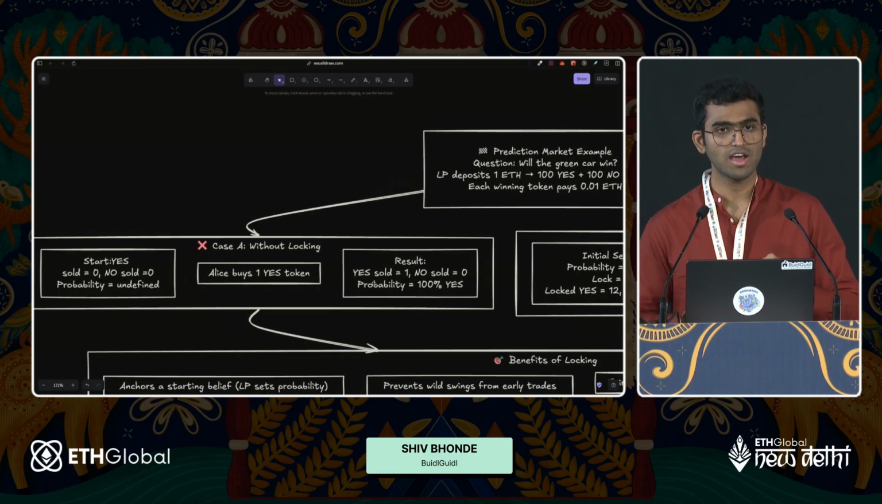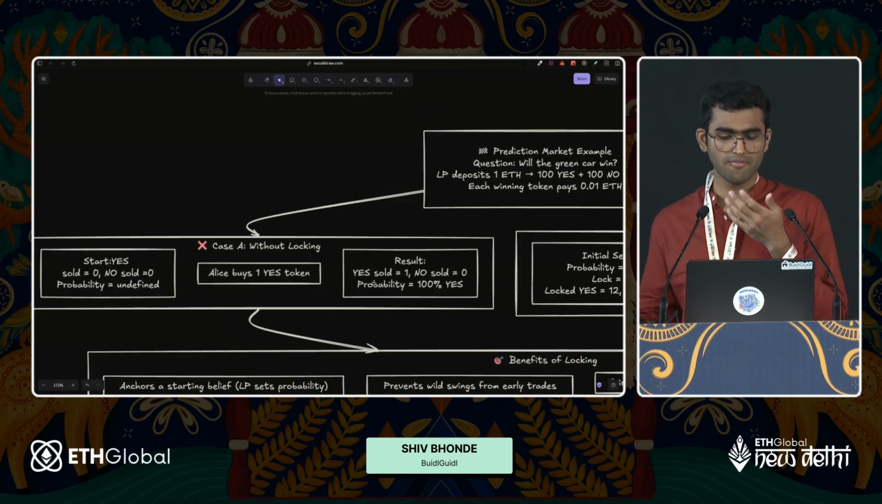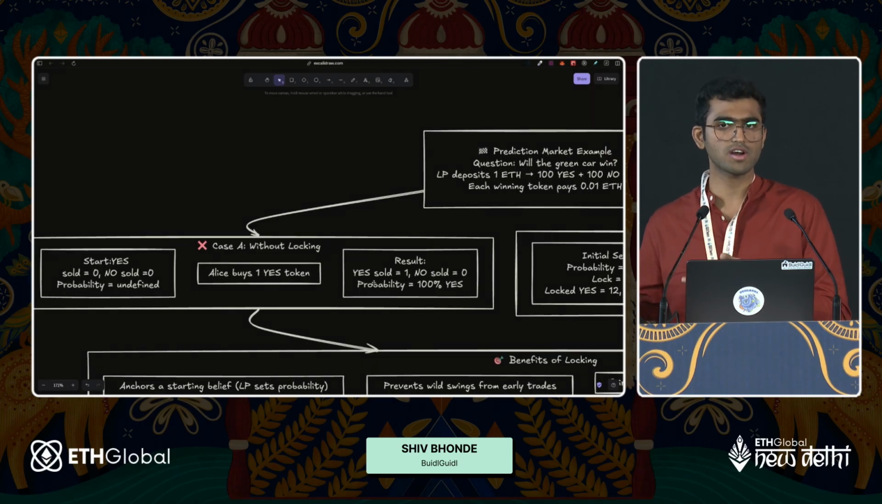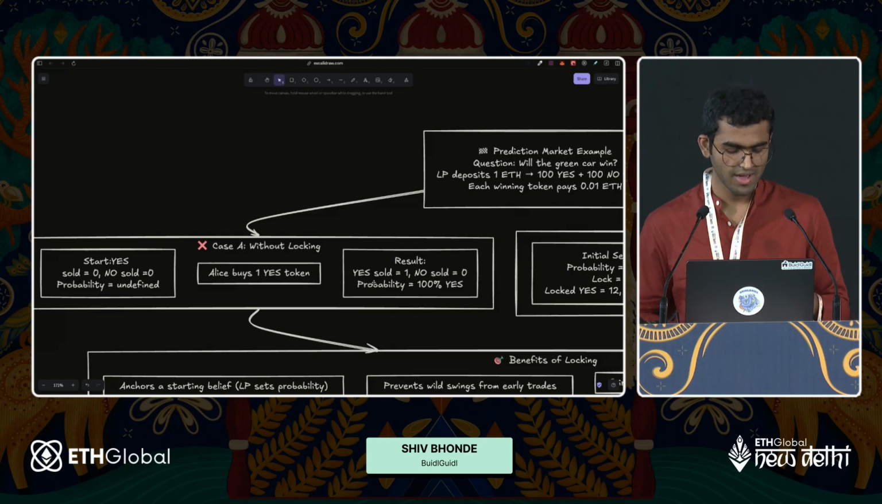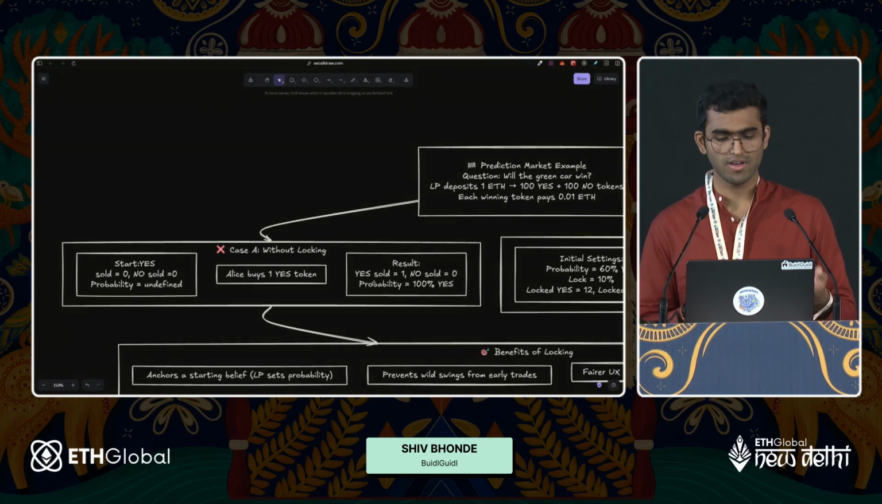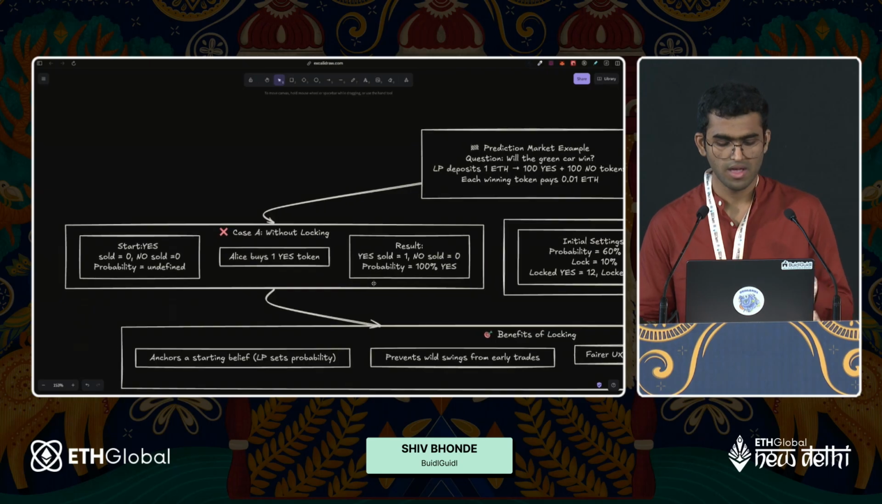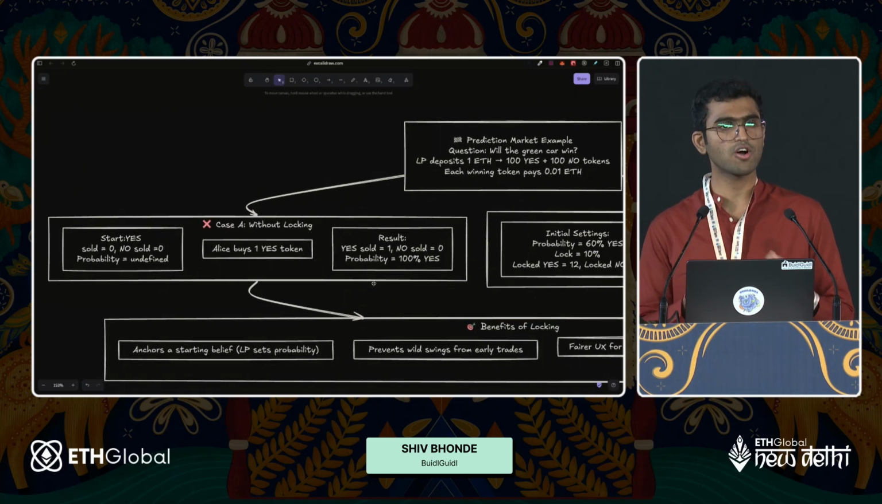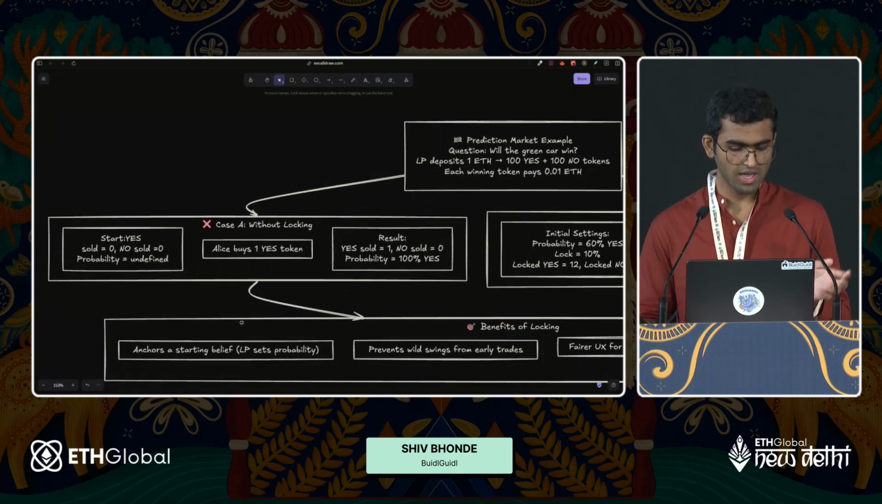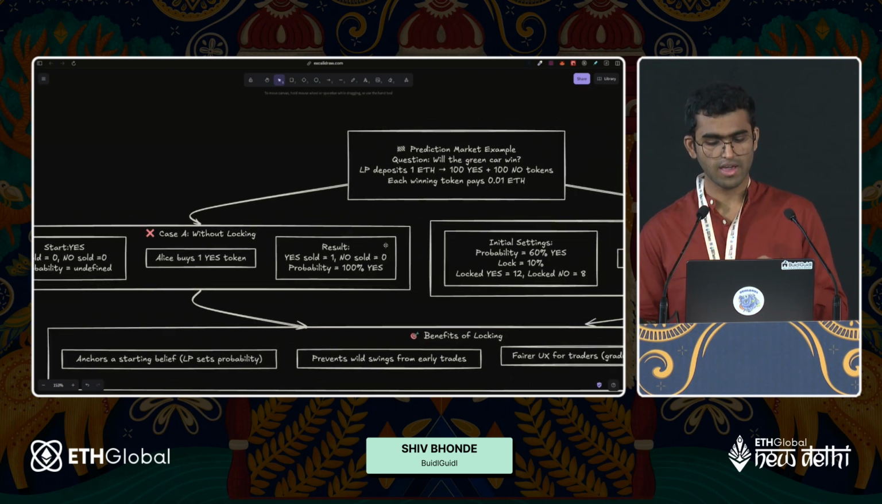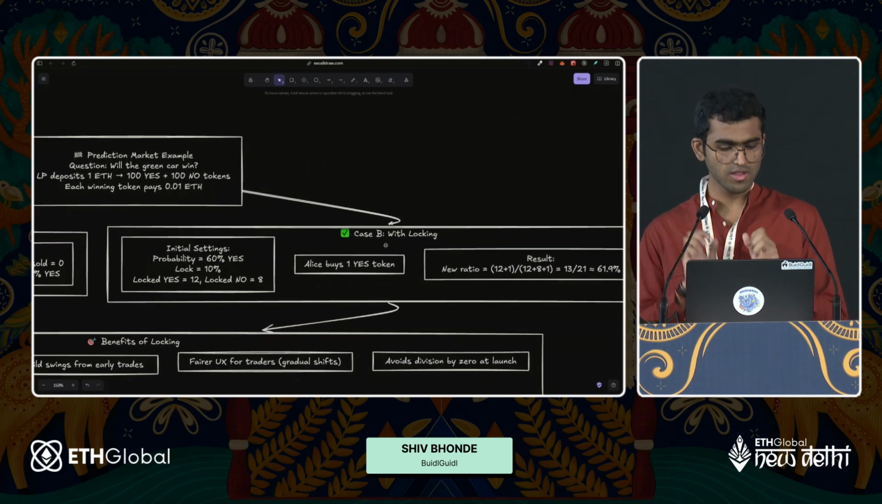As soon as a person buys the token, the probability goes to 100%. And if a new user comes to the prediction market, he might think, oh, the probability is already 100%, so they might start betting on yes tokens only. So yeah, now let's look at the logic of locking the tokens.